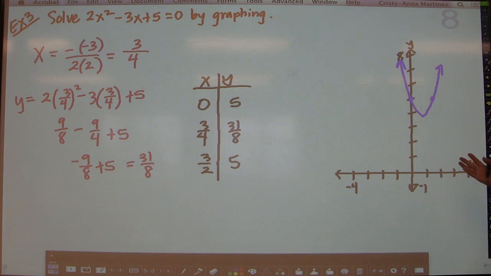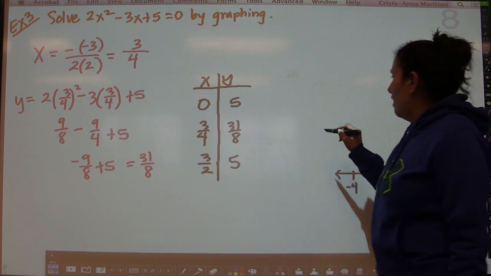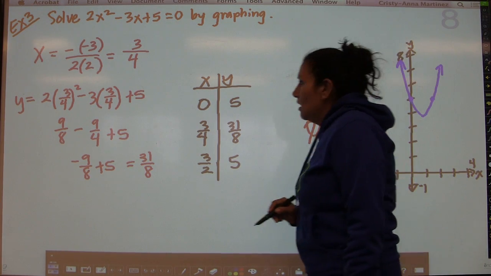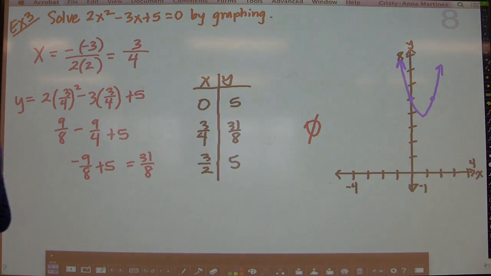Alright, and so you can see that what happens with this graph is that it doesn't even go anywhere near the x-axis, so you're not going to have any x-intercepts. And because there are no x-intercepts for this guy, we have no solutions for our equation. So we can use that symbol to indicate that there are no solutions.